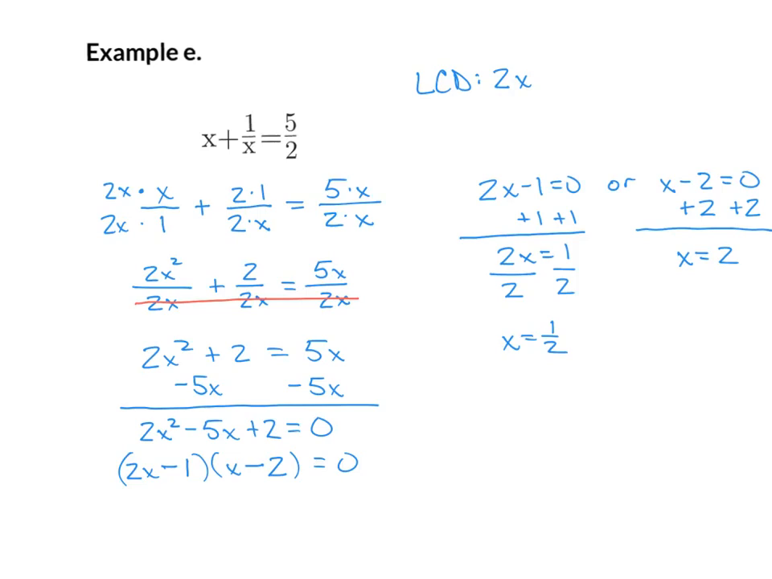All right, so if we go ahead and check this, remember we just want to know, are the denominators equal to 0? We're just going to be looking at 1 over x, since this is the only one that has an x in the denominator. So 1/2, is it 0? The answer is no. So we can go ahead and keep this solution.